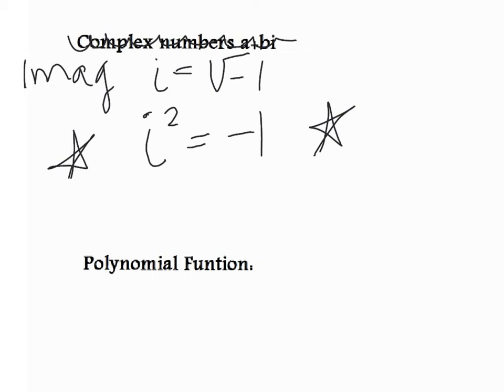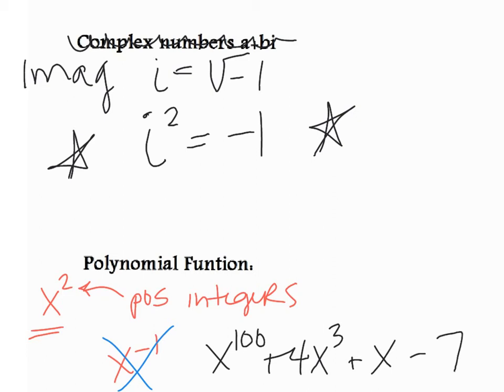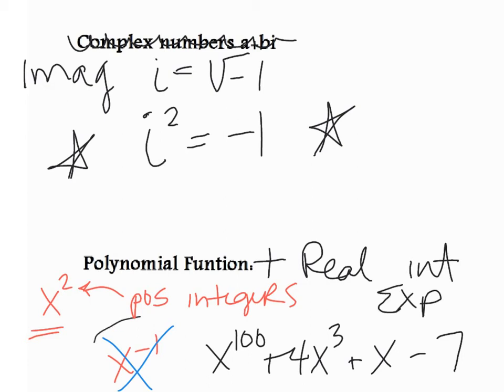We're talking polynomial function. That means, and you can look up the definition in your book, and it's kind of scary, but it means that these exponents have to be positive integers. Like the degree. Like this, x to the -1, not a polynomial, because it's a negative number. So if you have something like x to the 100 plus 4x to the third plus x minus 7, that is a polynomial because it has positive real integer exponents. So positive real integer exponents are the key. Remember, if it has a negative exponent, it is not a polynomial.